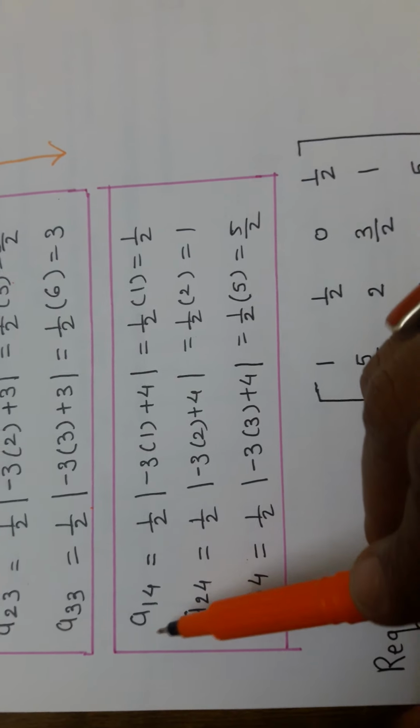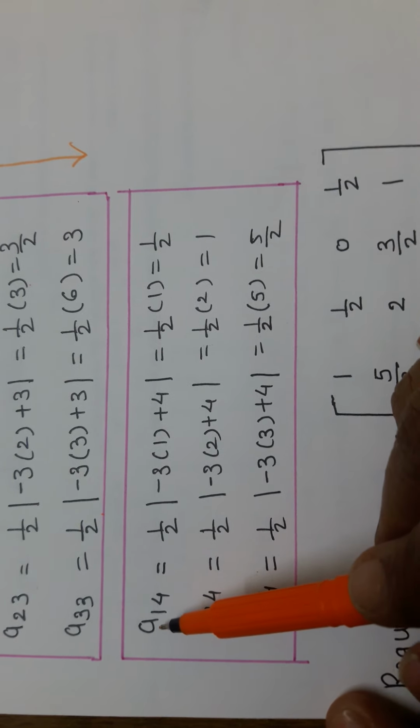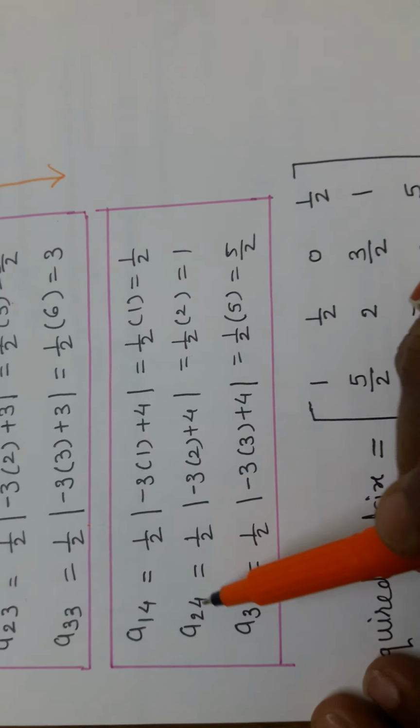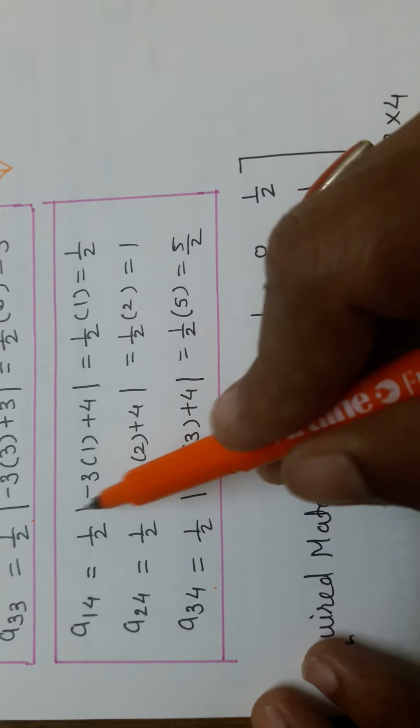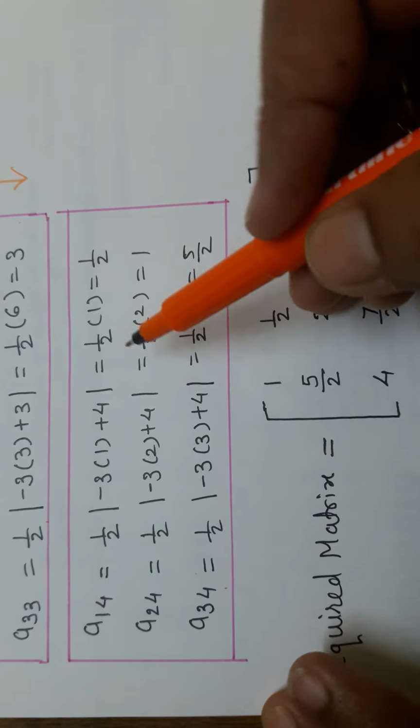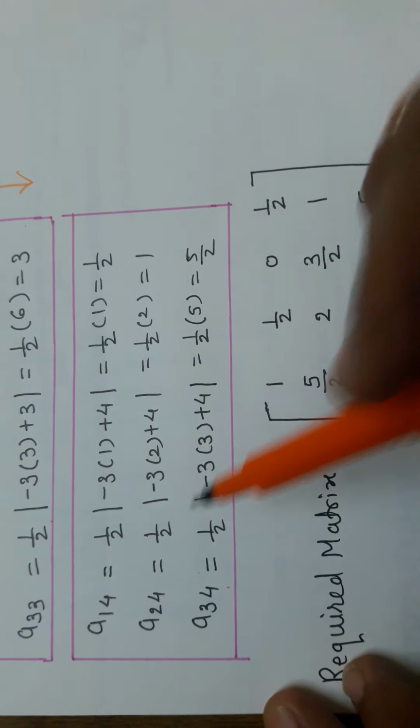Next, the fourth column. In the fourth column again we are going to change the value of i as 1, 2, 3 but j is 4, 4, 4. So 1 by 2 in the mod of minus 3 into 1 plus 4, we will get minus 3 plus 4 is 1 and 1 by 2 into 1 is 1 by 2.